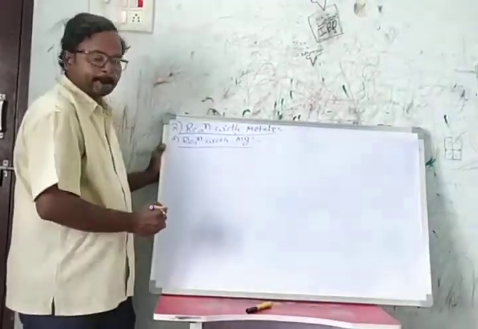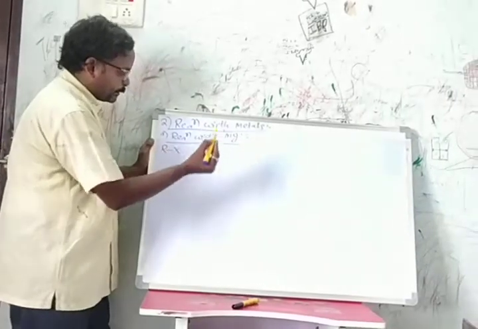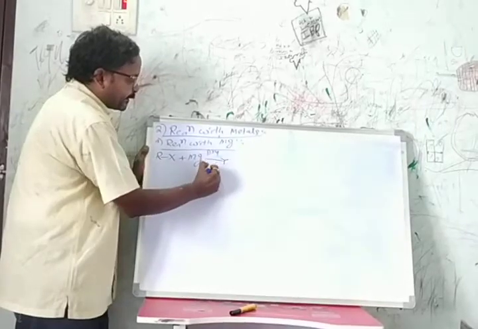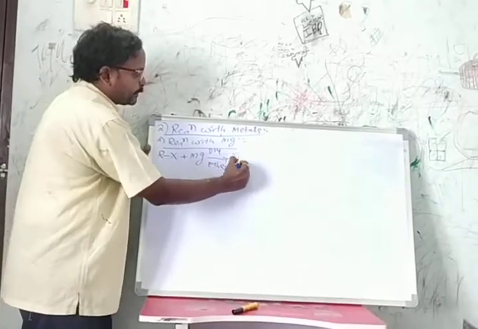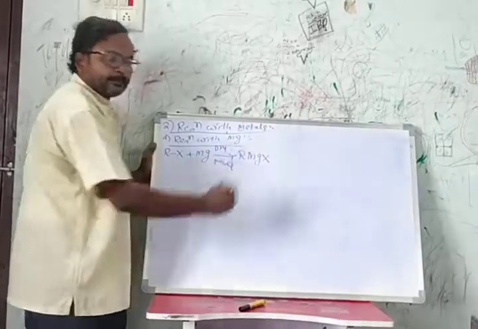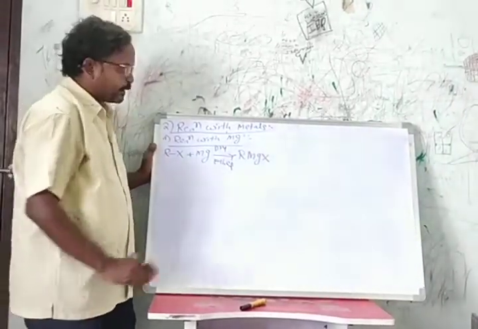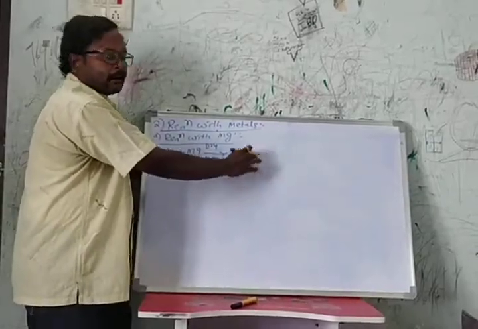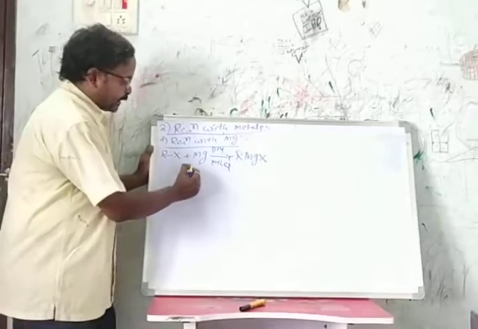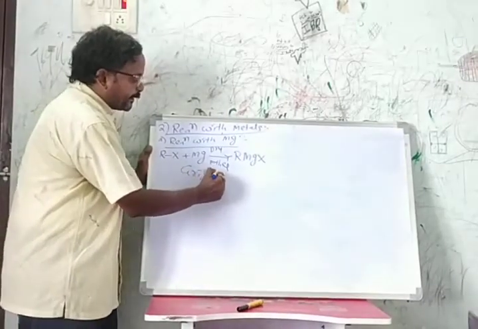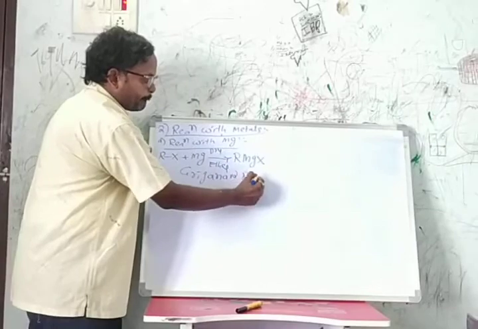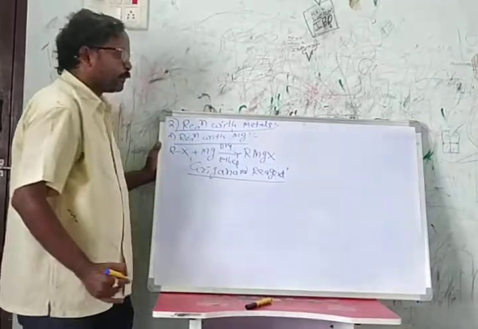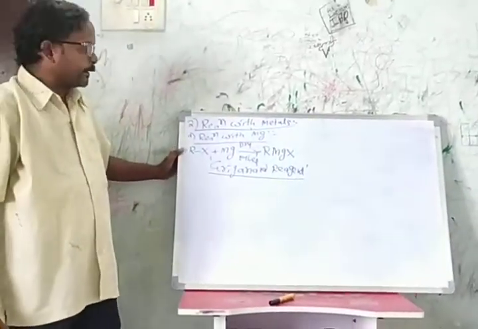Reaction with magnesium. When alkyl halide reacts with magnesium in the presence of dry ether, it forms RMgX, alkyl magnesium halide. The alkyl magnesium halides are also called Grignard reagent.